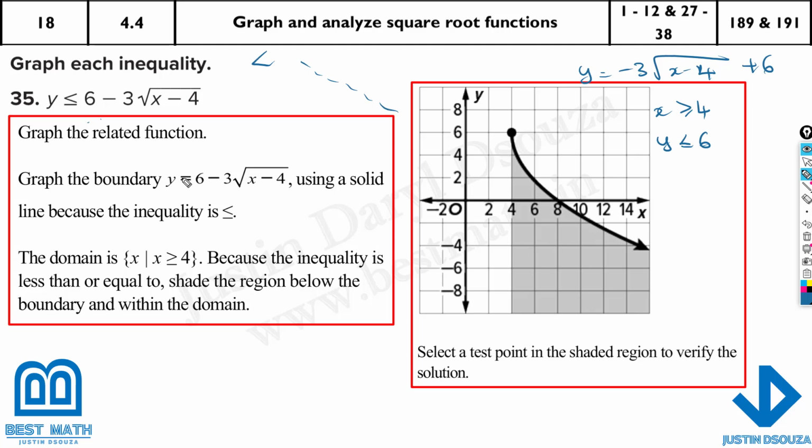Now, after all this, after you draw the graph, there is one very important thing to understand. Less than or equal to, right? Your graph must go down. Is that okay?